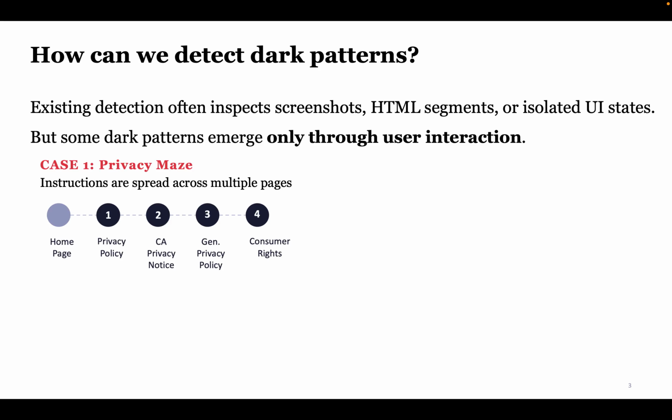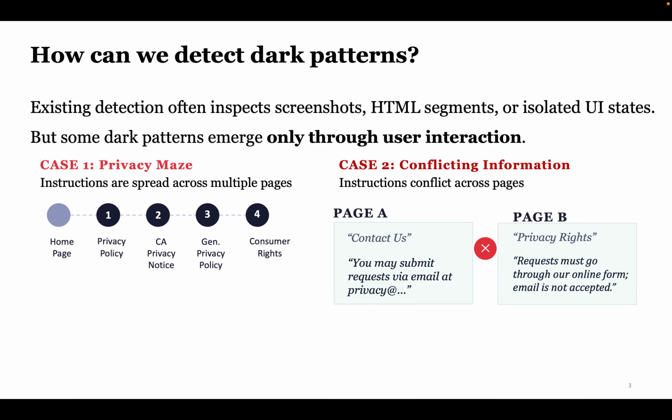Consider the first case. The instructions for exercising a privacy right are spread across multiple pages. Each page may look fine by itself, but the issue is that users have to navigate multiple pages to get the complete information. In the second case, one page says users can submit a request by email, while another page says email is not accepted and the user must use the web form. Again, this contradiction only appears when we compare pages.